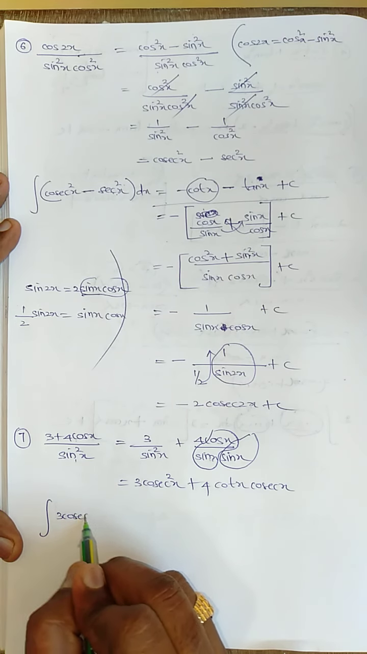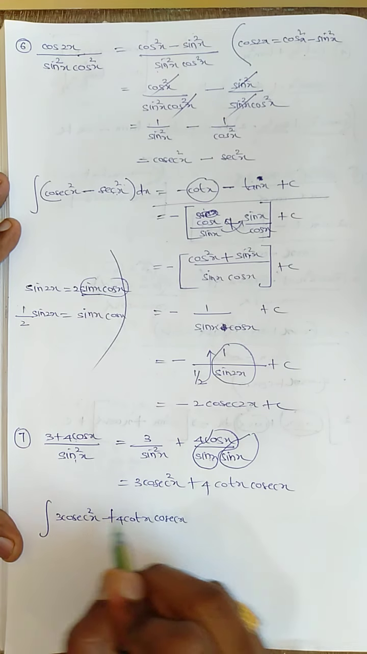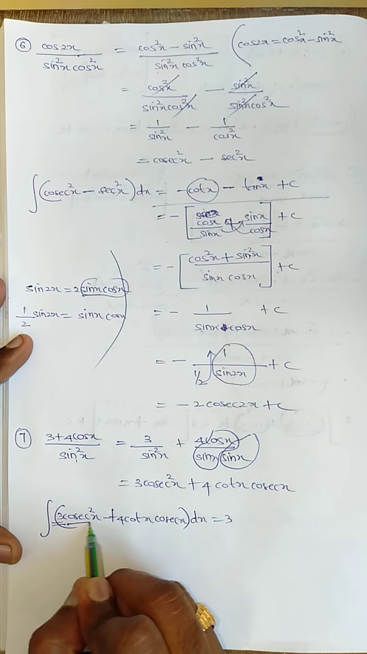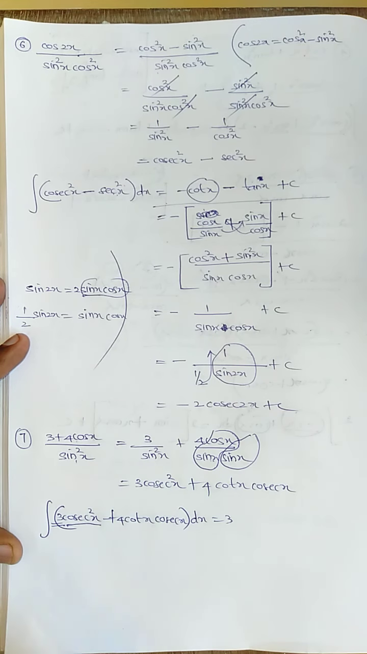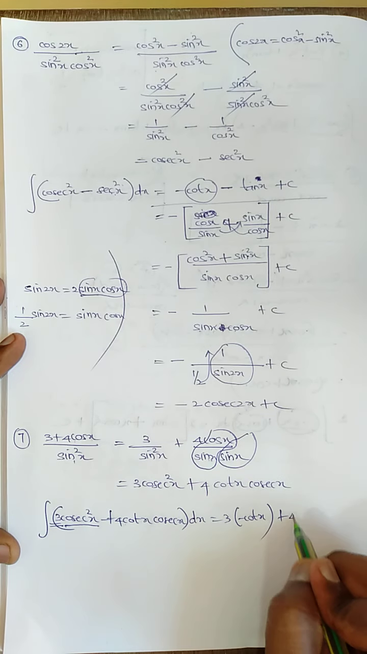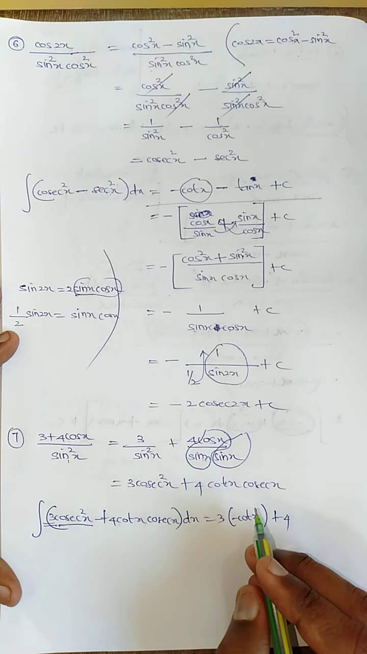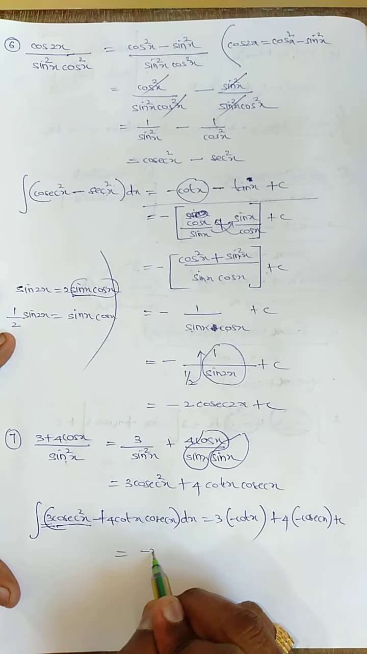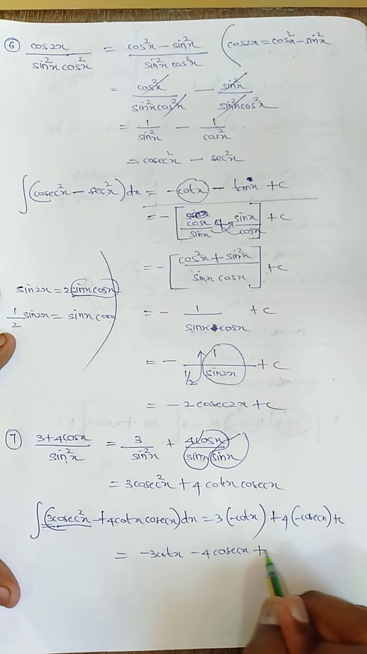Integration of 3 cosecant square x plus 4 cot x cosecant x into dx is equal to: here 3 is a constant, so 3 outside. Cosecant square x integration is minus cot x. Then 4 is a constant, so put 4 outside. Cot x cosecant x integration is minus cosecant x, plus c. Now arranging it properly: minus 3 cot x minus 4 cosecant x plus c.